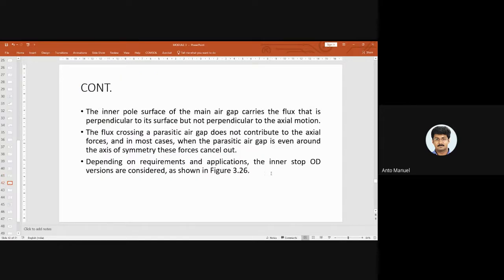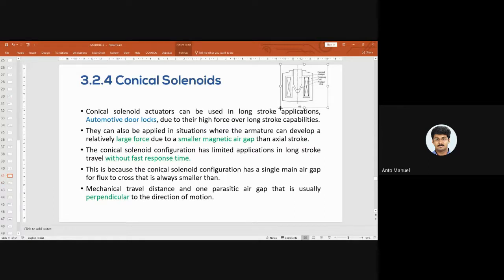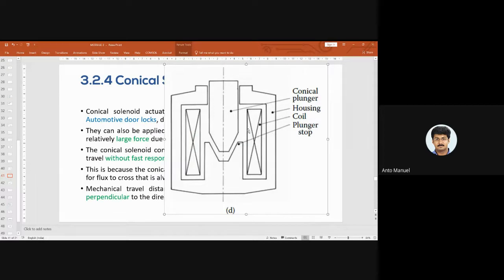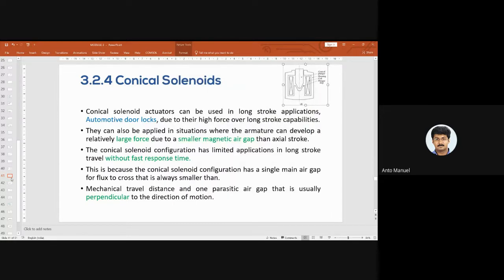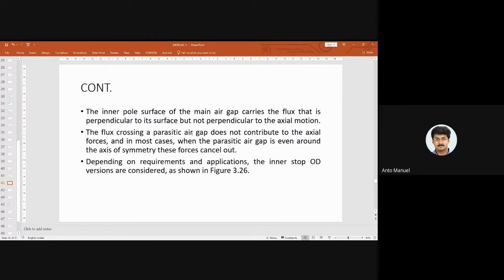Moving to the next slide, the inner pole surface of the main air gap carries the flux that is perpendicular to its surface, but not perpendicular to the axial motion. The plunger section is perpendicular to the plunger stopper and to the coil generating the magnetic flux, and that is not considerable in the case of design, due to the conical structure. This flux crossing a parasitic air gap does not contribute to the axial force, and in most cases when the parasitic air gap is even around the axis of symmetry, this force cancels out because of the air gap present in the system, and also the small changes in the air gap. Even if you excite the system, the force is not generated that fast, and then it gets cancelled out not rapidly after a specific time because of the design.